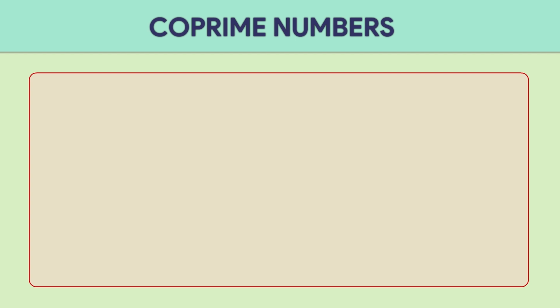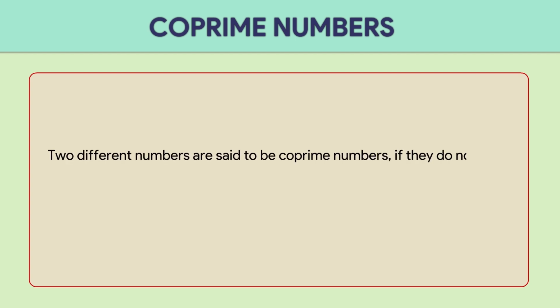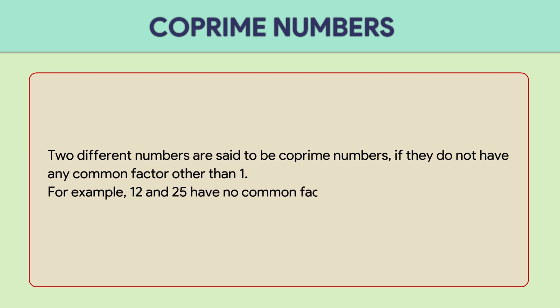Coprime numbers. Two different numbers are said to be coprime numbers if they do not have any common factor other than 1. For example, 12 and 25 have no common factor other than 1.